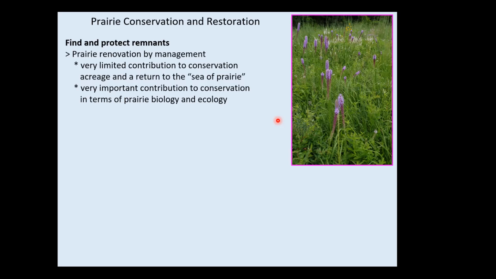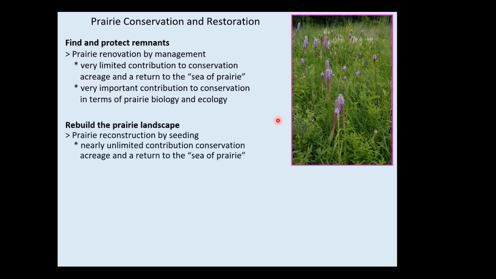So since that is the number one thing to do, but since we can only attain a limited amount of prairie that way, the other thing we have to do is rebuild the prairie landscape, to put it back out there. And that is what prairie reconstruction is. That's the focus of tonight, because prairie reconstruction happens because we put seeds out on the landscape.